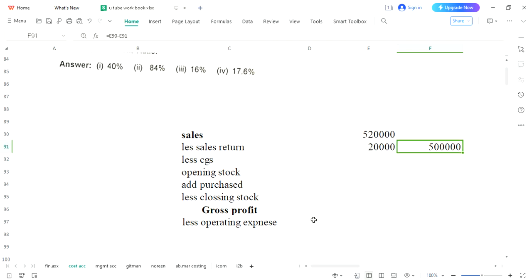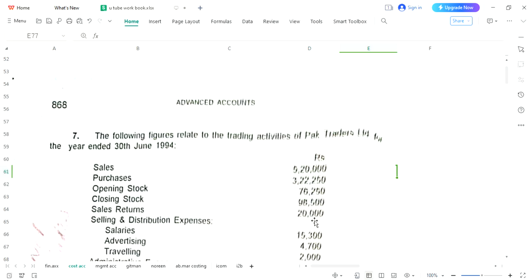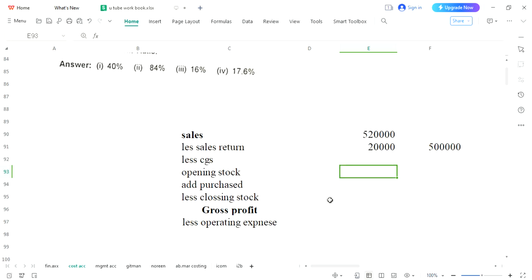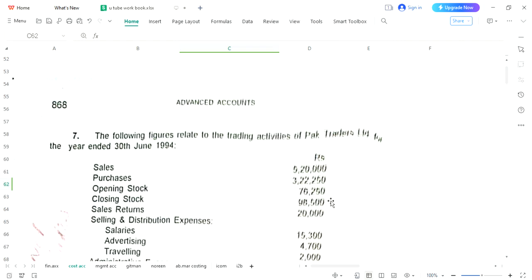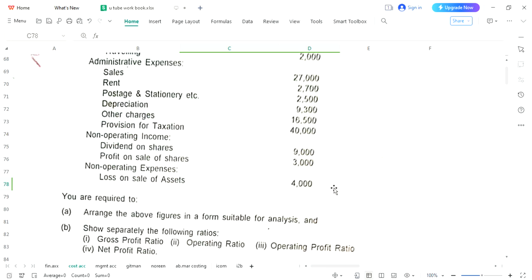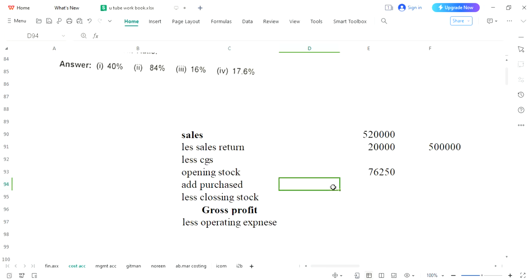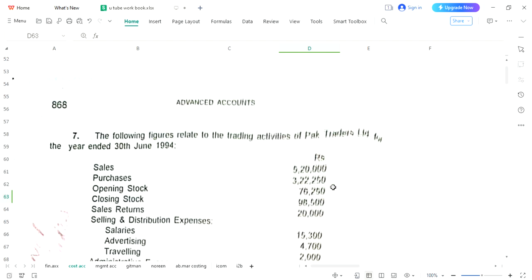Finally, we will get our net sales by subtracting returns from sales, so we have got sales as 5 lakh. Now the next process is to write down your opening stock. See how much your opening stock is, that is 76250, and then we will see the amount of purchases, 32250. Then we will put closing stock, and that is 98500.